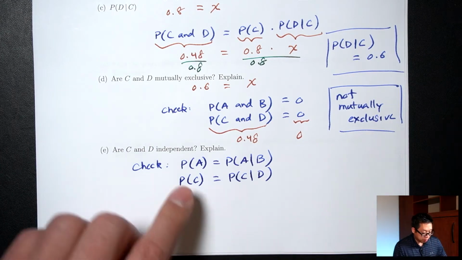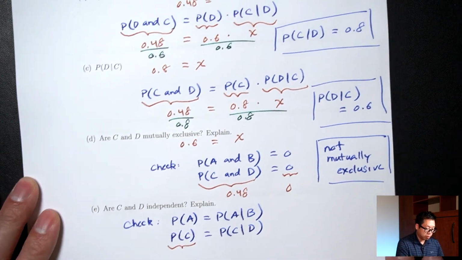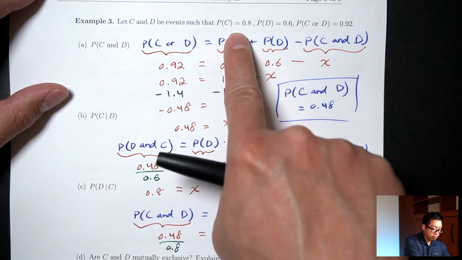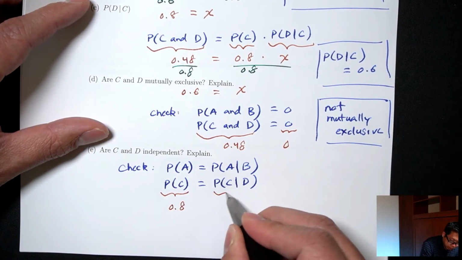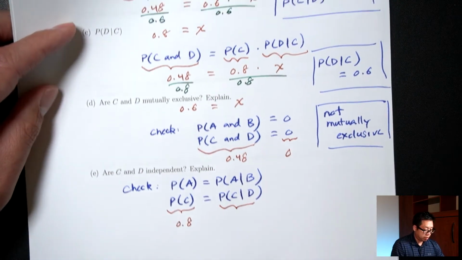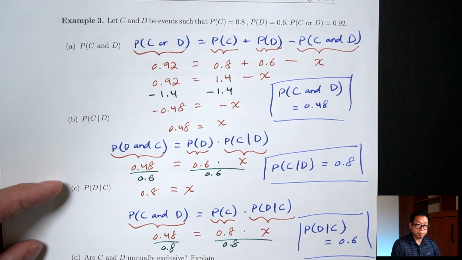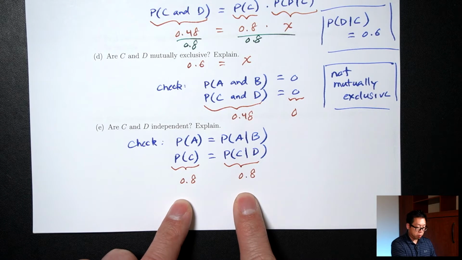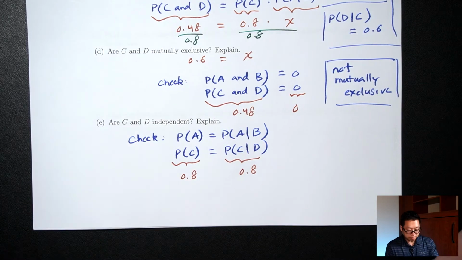Left is probability of C. Okay, that should be something either in the original question or something we found already. Probability of C, 0.8. Right side, probability of C given D. Where have we seen probability of C given D? Right there, 0.8. Are they equal? Yes. So if they are equal, then it's a yes. To answer the question here, yes, they are independent.